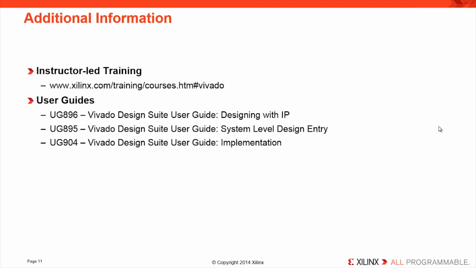For additional information, please look at the various instructor-led training courses that might be of use to you listed on the Xilinx website at this location. Some user guides that you might find particularly useful are the Designing with IP User Guide 896, the System Level Design Entry User Guide 895, and the Implementation User Guide 904. Be sure to look at other documentation available using the Xilinx Documentation Navigator software or listed on xilinx.com.